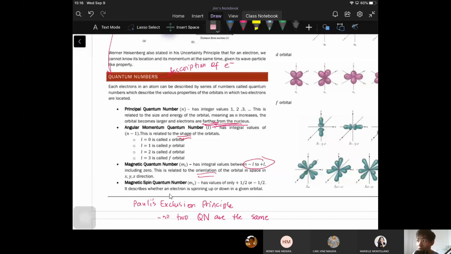Then the last quantum number is the magnetic spin. Yun yung up or down. Kumbaga sa tao, kung nakatayo ba yan or nakahiga. So, yun yung idea. Ganun din sa electrons. So, ano yung kailangan natin sa buhay?